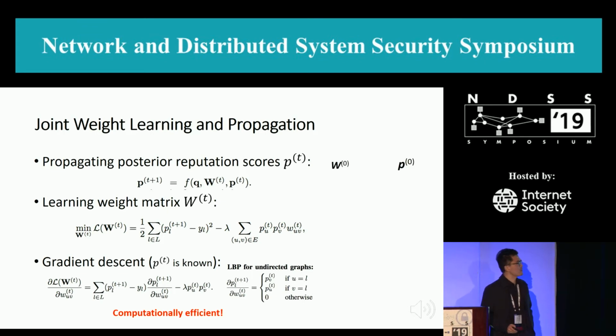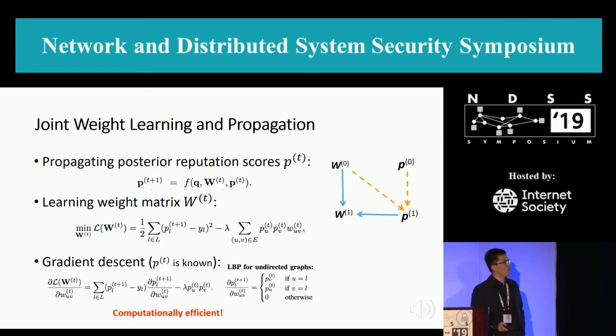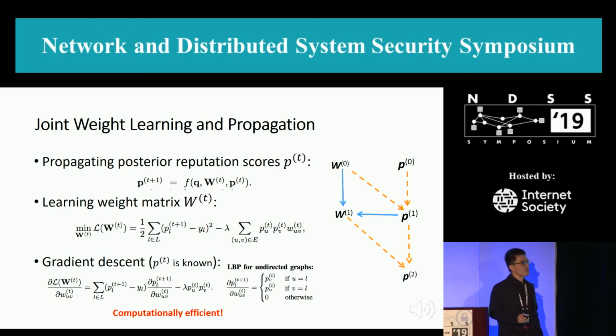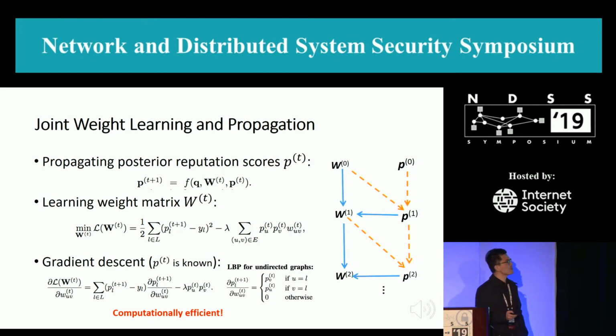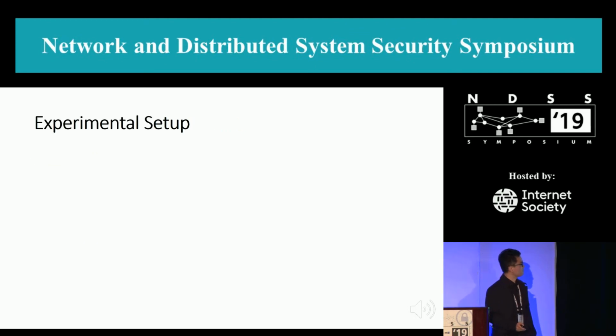The flow chart is as follows. We have an initial edge weight matrix and an initial posterior score. We use this to update posterior score P1. And then we use W0 and P1 to learn W1, and W1, P1 to update P2, and W1, P2 to learn W2, and so on. Because learning the posterior scores and the edge weights is done jointly, we call it joint weight learning and propagation.